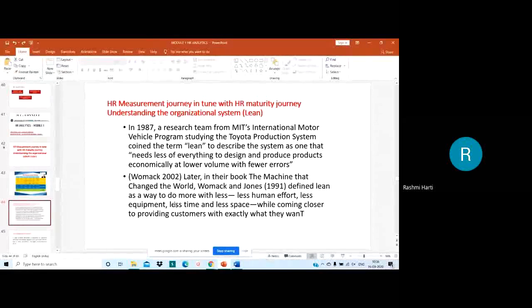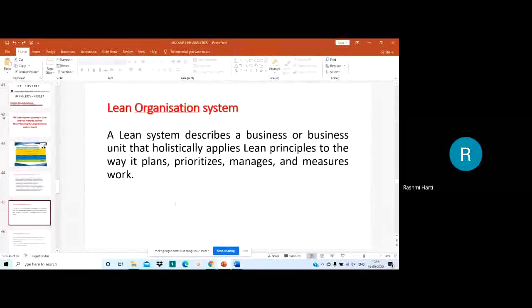Okay, so less human effort, less equipment, less time and less space, right? While coming closer to providing customers with exactly what they want, right? So when we speak about a lean organization system, it describes a business or business unit that holistically applies lean principles. That means it applies them to the whole business, to the way it plans, prioritizes, manages, and measures work. So everything is customer oriented.